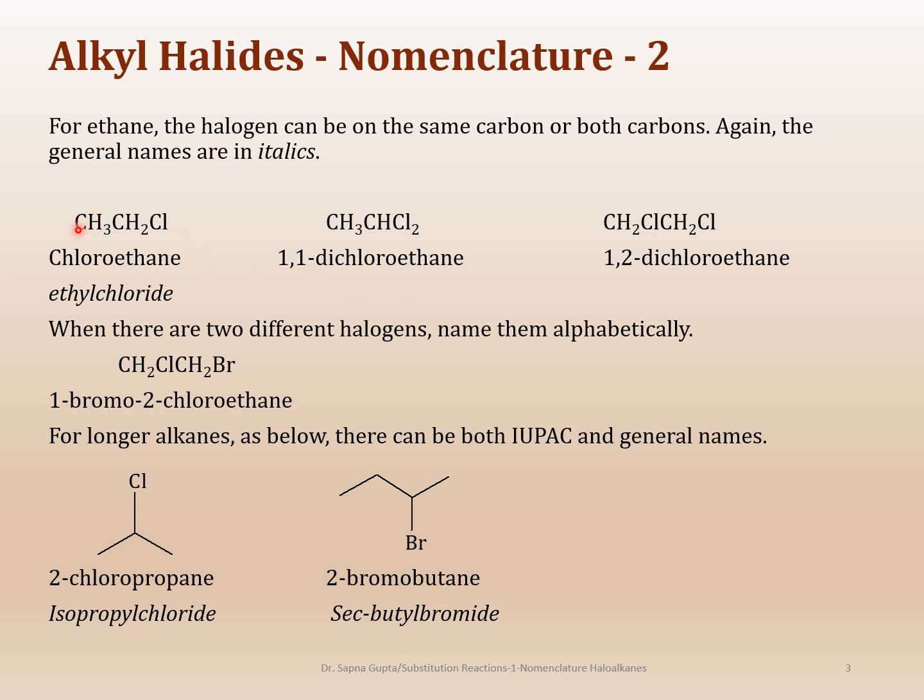1,1-dichloroethane. Now you can see here, I've given you the general name, ethyl chloride. This one does not have a general name. The second one does not. So this was 1,1-dichloroethane. The next one is 1,2-dichloroethane because now the chlorine is on each of the carbons.